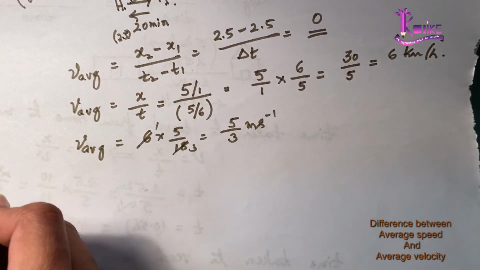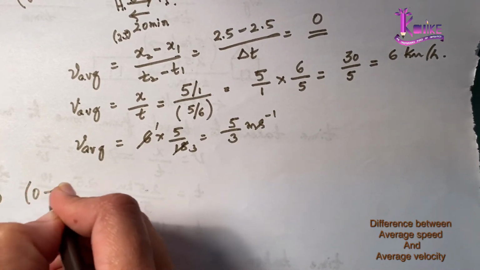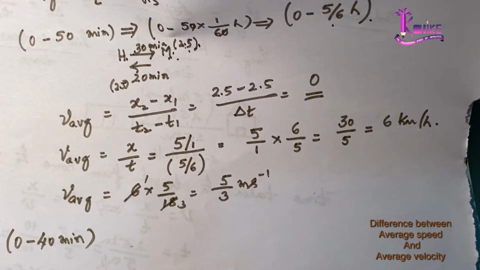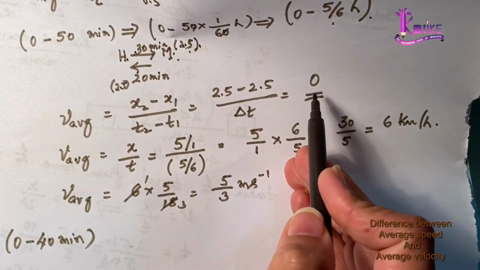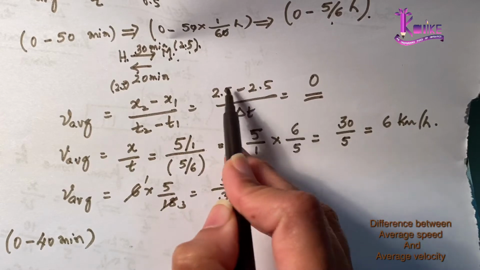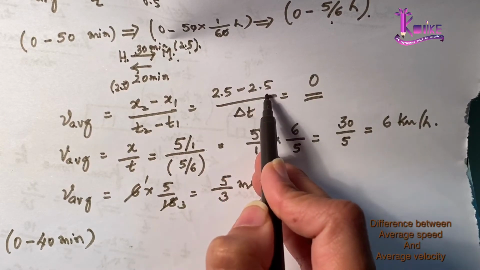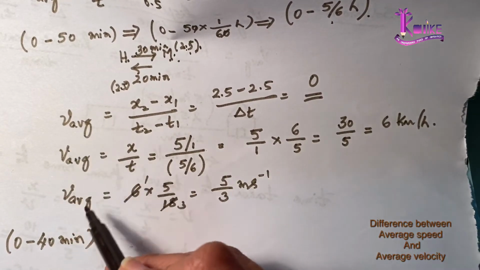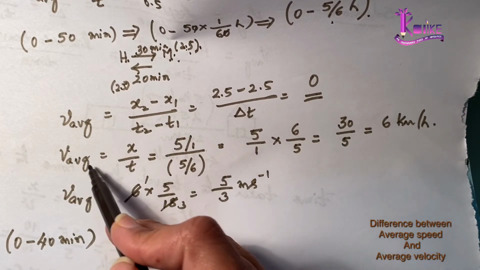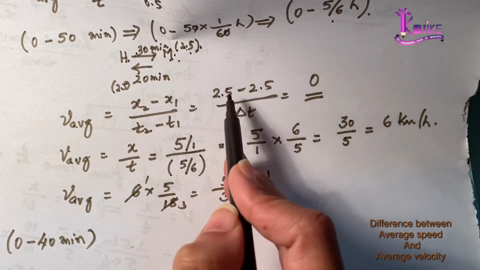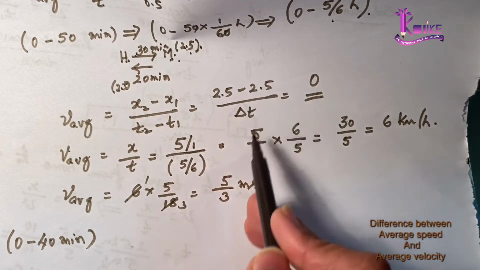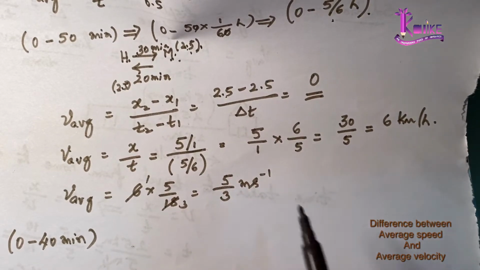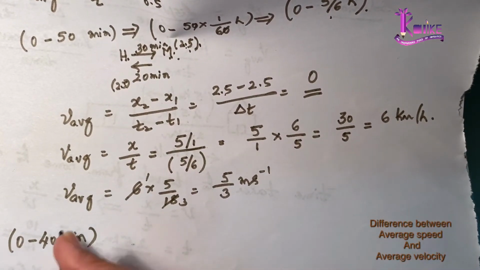Now, we have to do the same for 0 to 40 minutes. You have to note one thing when you calculate it for 0 to 50 minutes. Since he traveled the same distance backward and forward and he came back to the initial point, his displacement was 0, hence average velocity was 0. Whereas average speed, the distance became doubled because he traveled equal distances. Here you add the distances, 2.5 plus 2.5 will become 5. And you see that it is 6 kilometer per hour.